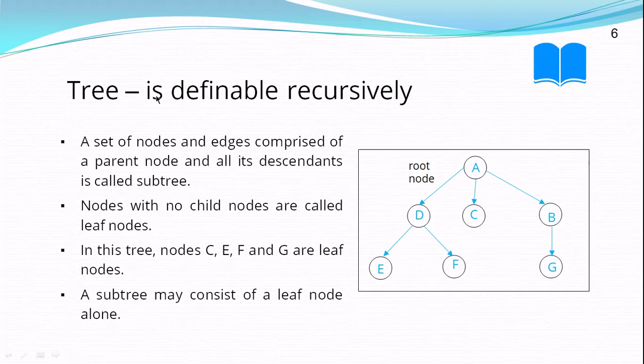But as I've said already, a tree is definable by means of a recursive definition, a definition that involves the term to be defined itself. So a set of nodes and edges comprised of a parent node and all of its descendants is called a subtree. Okay, so let me give you an example. Here's a set of nodes, D, E and F. So there's a parent node, and I'm looking at all its descendants, and it's only 2, E and F.